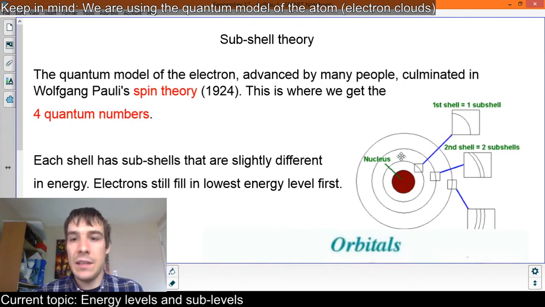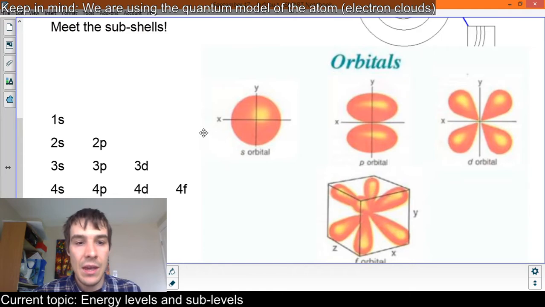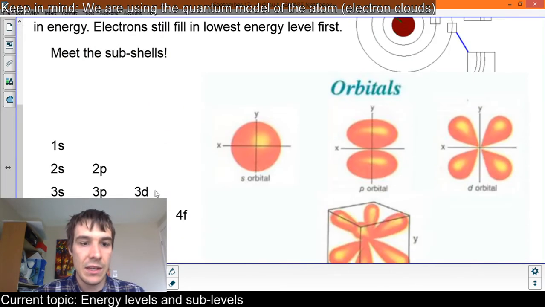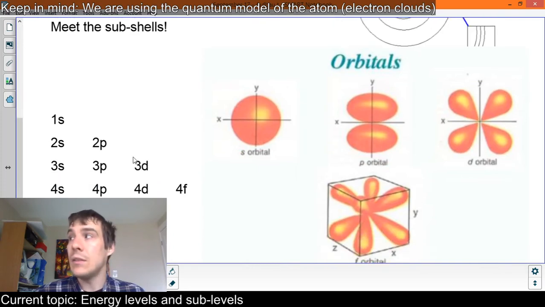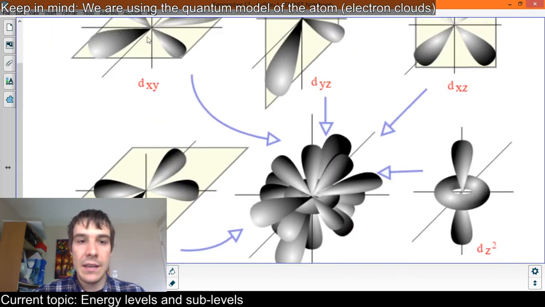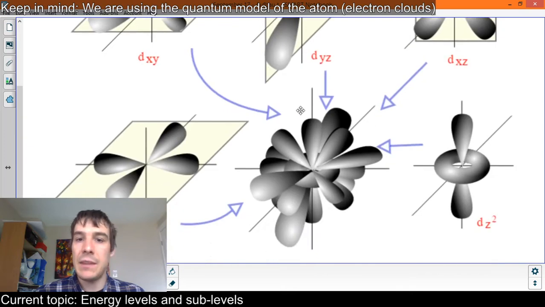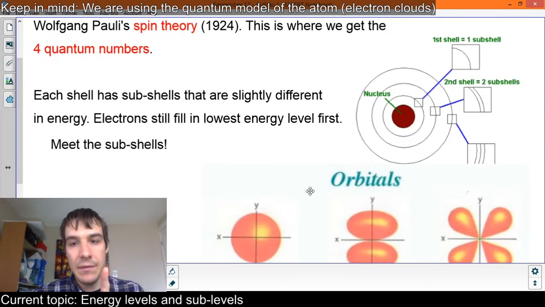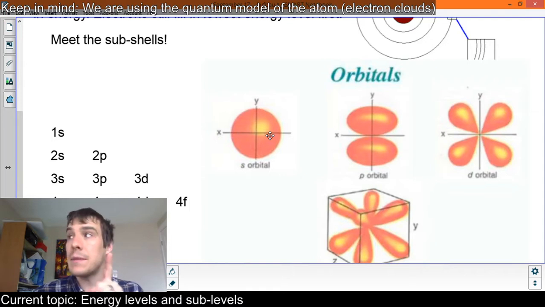The important thing here is that there's only one possibility for the first energy level, 2 for the second, 3 for the third, and so on. Here's a look at the 5 different D orbitals. So D only starts in the third energy level. And together, these 5 different D orbitals make up the D subshell. And there's 5 of them. There's only one possibility for the sphere, only one possibility for S.